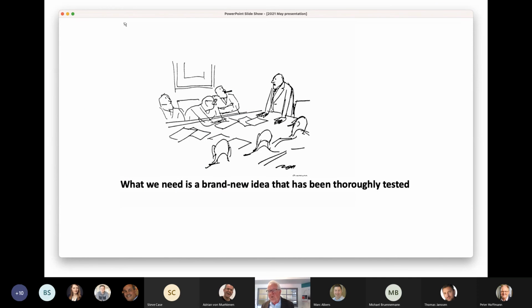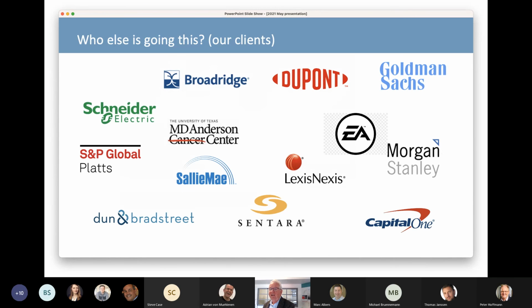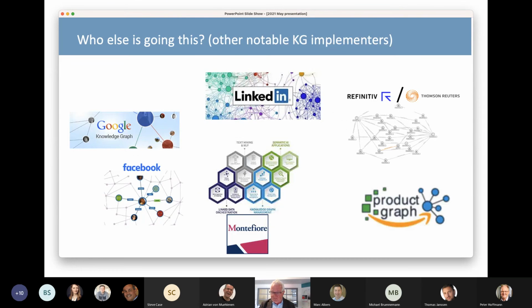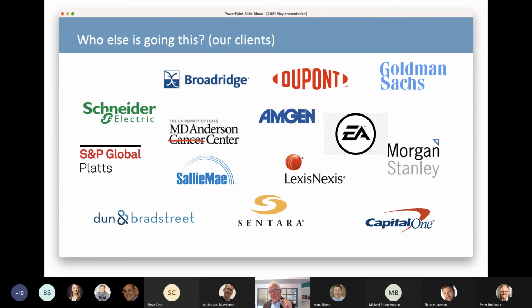This all sounds quite out there and far-fetched. I love this little cartoon: "What we need is a brand new idea that's been thoroughly tested." Well, that's what this is. Less than 1% of all companies have adopted this, and yet it is thoroughly tested. These are our clients. They're all using it. Between the last time we spoke to BASF and today, we signed DuPont as a client. So that's somebody right there in your industry.